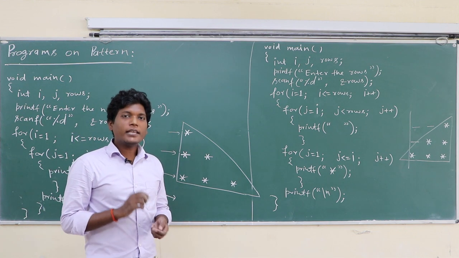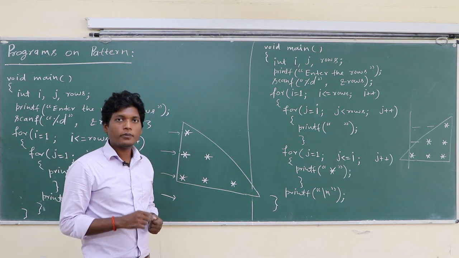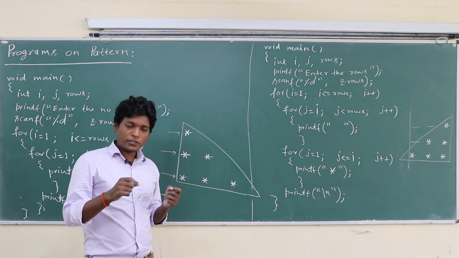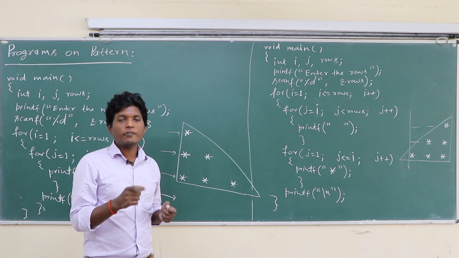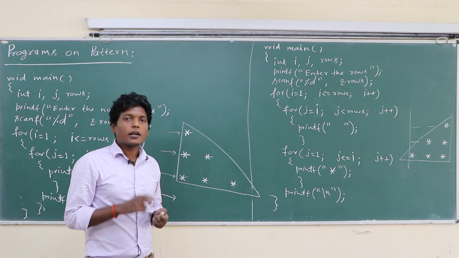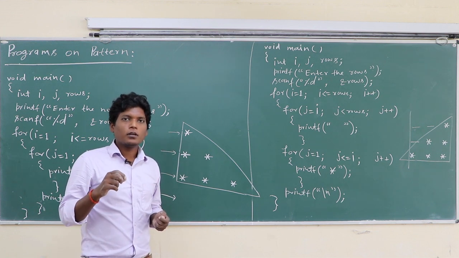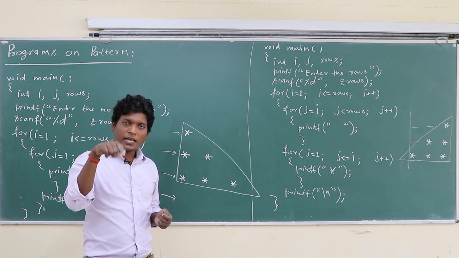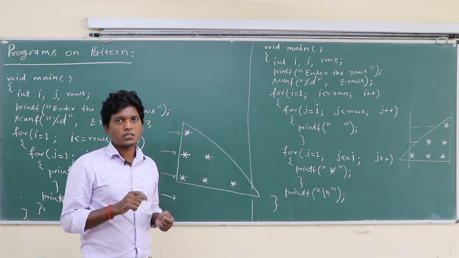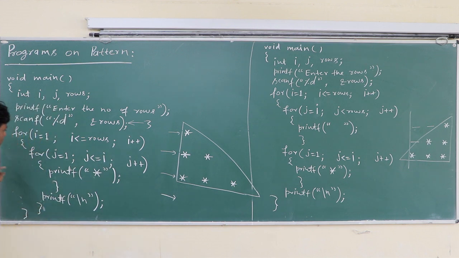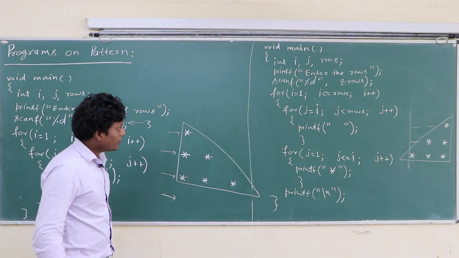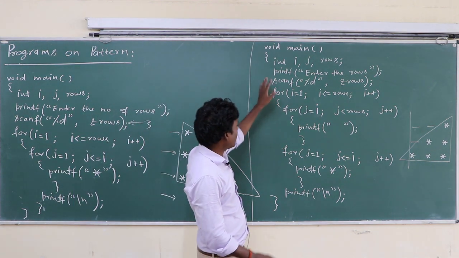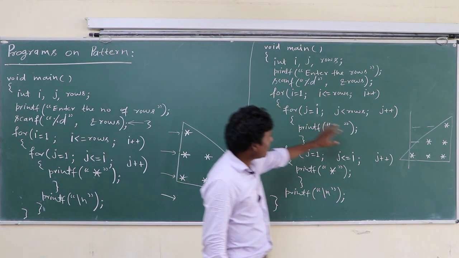Okay, in a nested loop, for each value of the outer loop, the inner loop executes many times, till the condition of the inner loop is true. Control exits from any loop when the condition of that loop is false. So here is a pattern, this triangle. Now this is a program for this pattern, class.